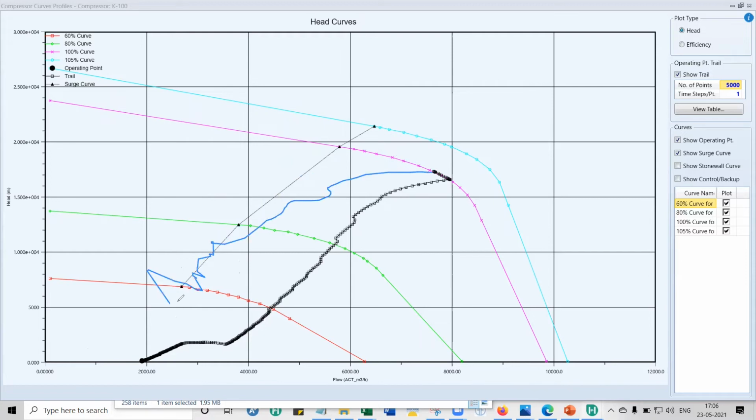So suppose let's say it went like this, and then it shakes like this, and then it goes to 0. We don't care sometimes because this is a low energy surge. At a much lower speed it is happening. Whereas at the higher polytropic head, there is more head here, but it is still within the surge limit.